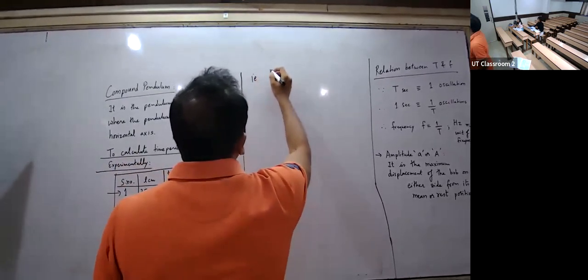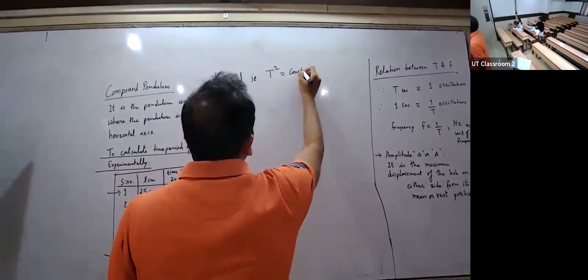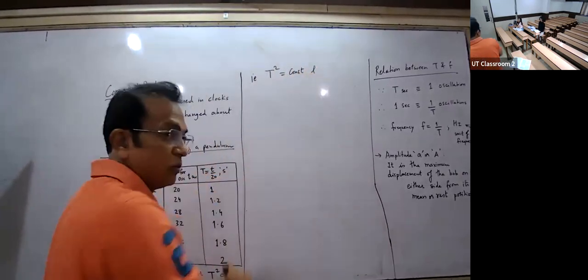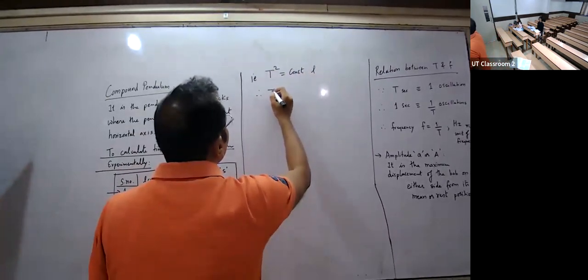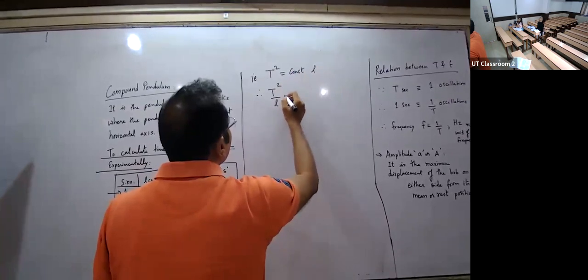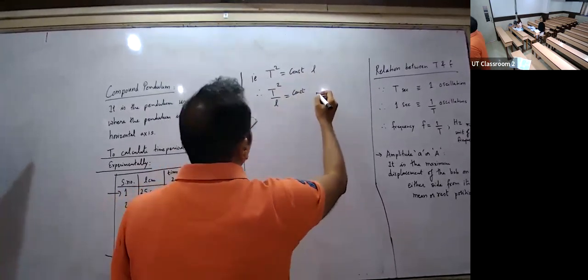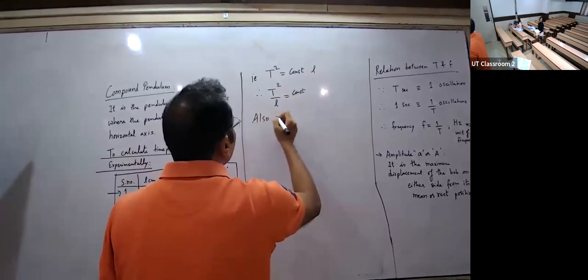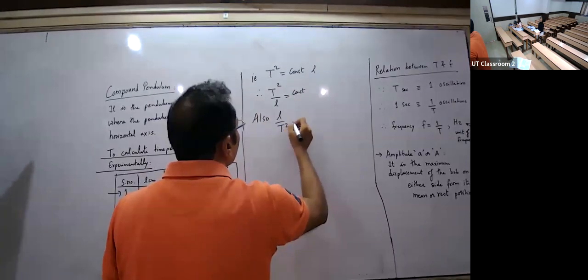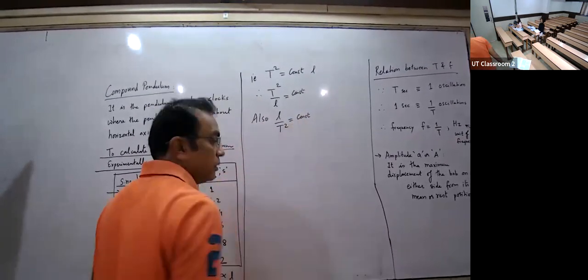That is T square equal to constant times L. Whenever you remove the proportionality, you put a constant. Therefore, T square by L is equal to constant, as well as L by T square is also equal to constant. Okay?